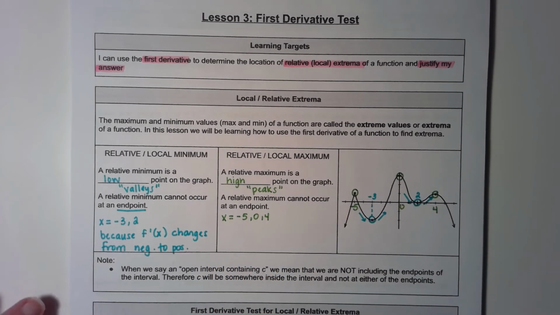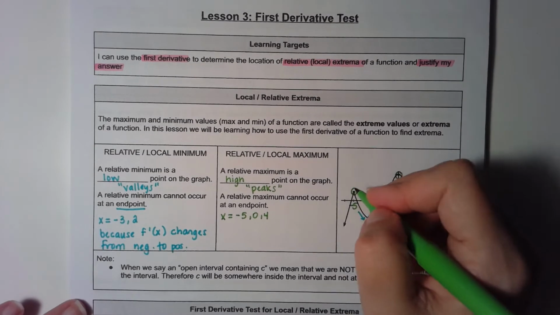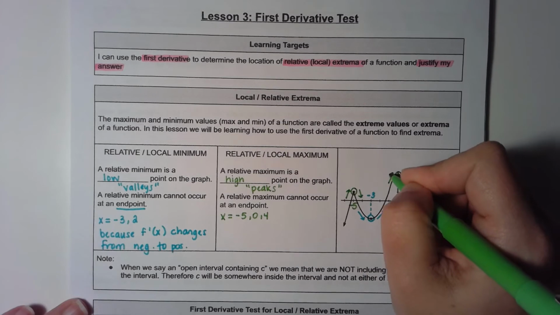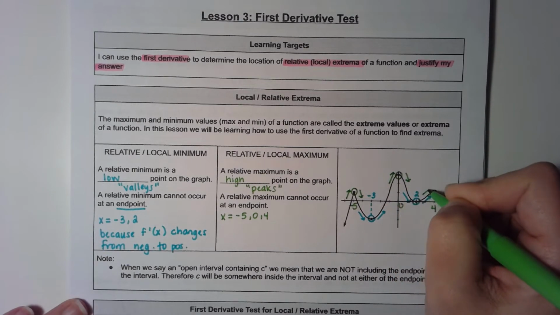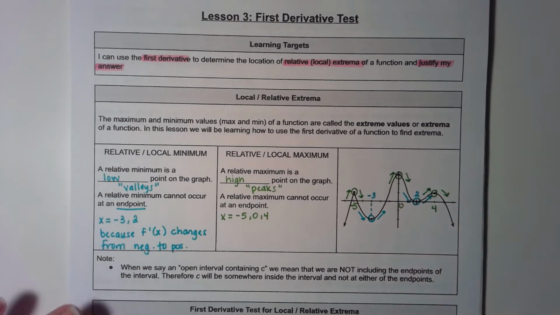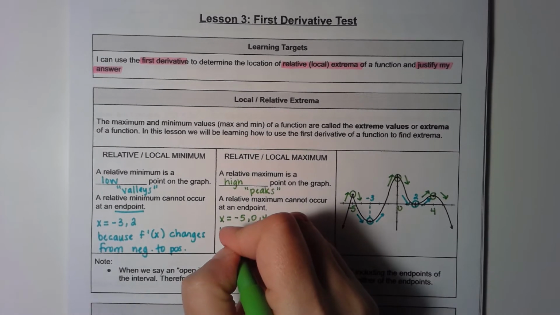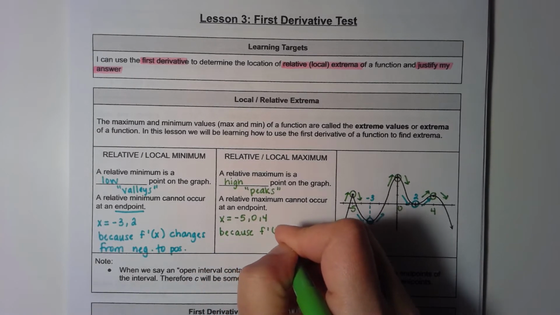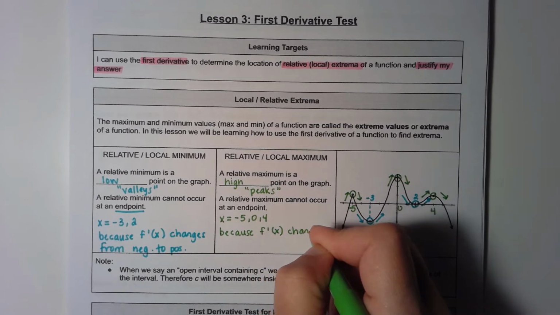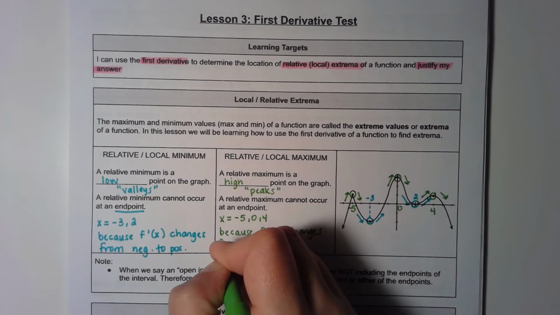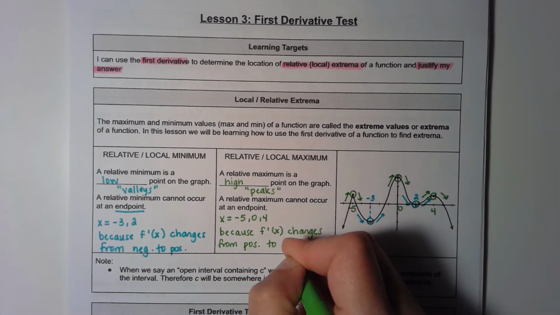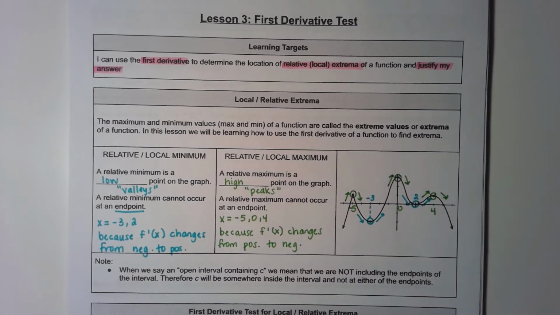And again, this can be defined by the behavior of the slope. You'll notice that every time we have a maximum, the slope changes from positive to negative at that spot. And that's what allows us to have that peak, that top of a hill, is that we change from going uphill to downhill. So we would say because f prime of x changes from positive to negative at that value.